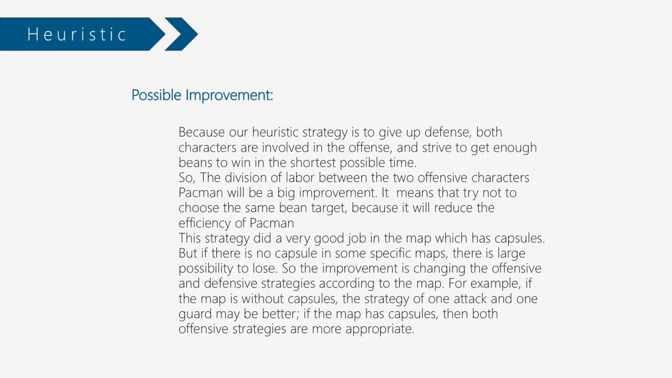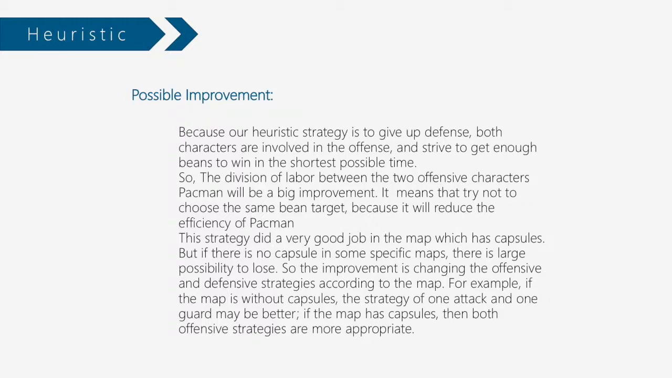There are some possible improvements. Because our heuristic strategy is to give up defense, the division of labor between the two offensive Pacman characters will be a big improvement. It means that they try not to choose the same bean target, because that would reduce the efficiency of Pacman.